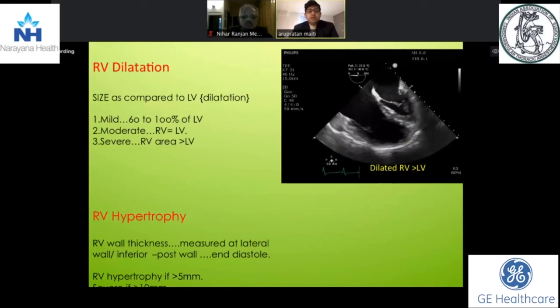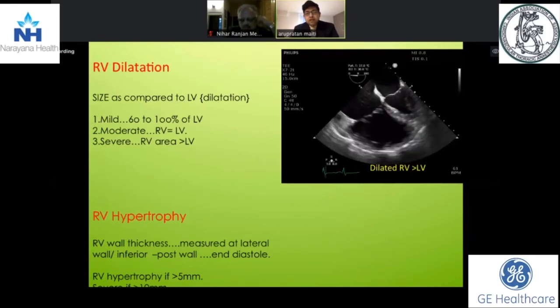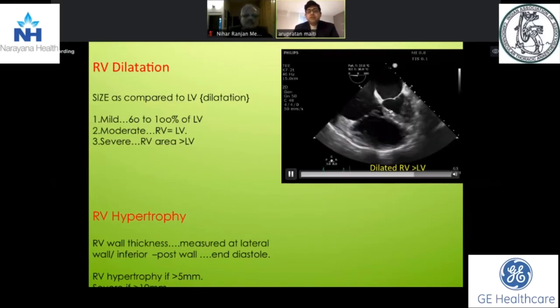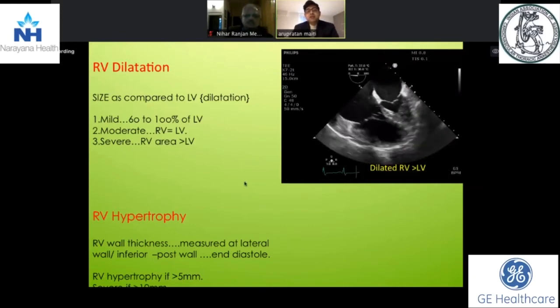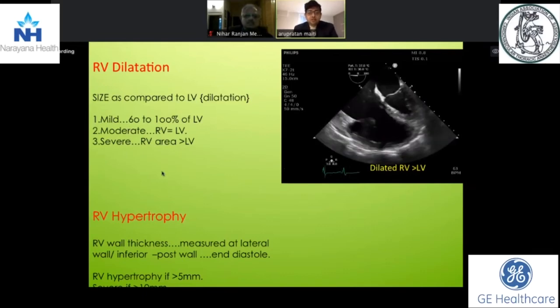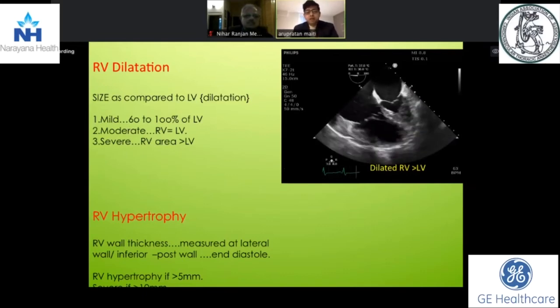So now coming to the RV dilatation. How to understand that RV is dilated? If you compare the size of the RV with the LV, you have to see whether the apex is formed of the RV. If the apex is formed of the RV, that means the RV is dilated. And if the area of the RV is more than the LV area, that means RV is dilated. Obviously, there are some numbers to denote that. I'll come to that later.